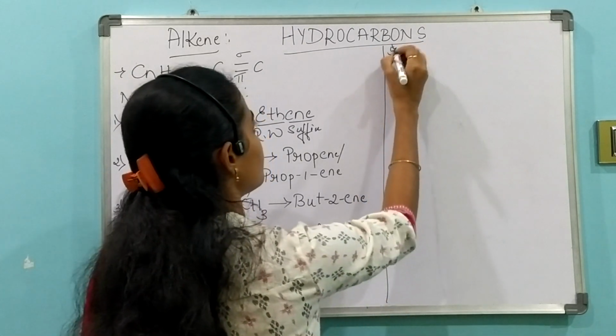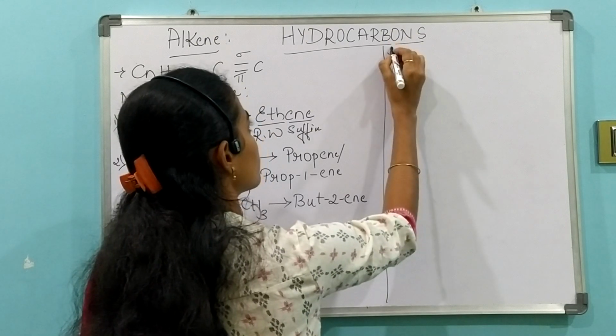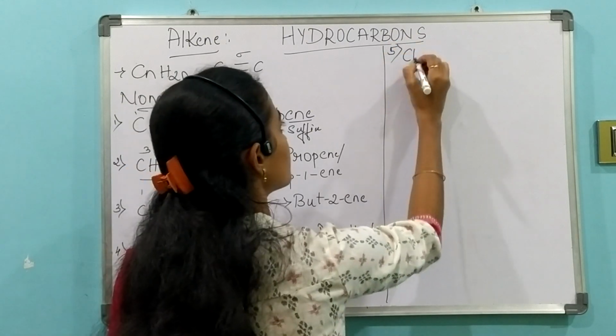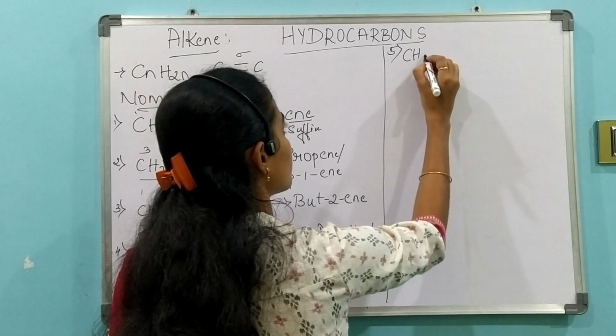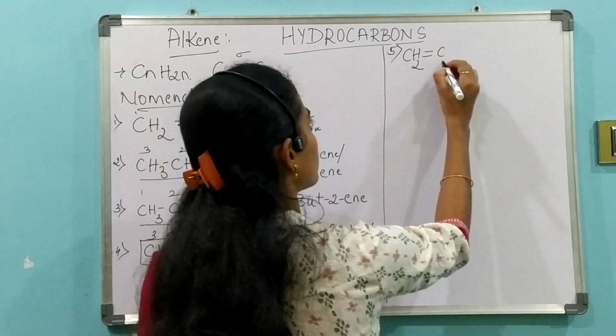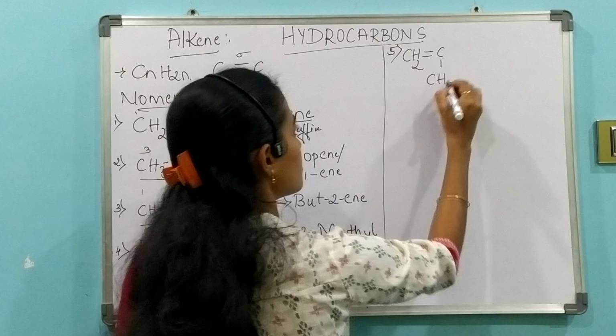Fifth one. Go for the fifth example. CH double bond CCH3.